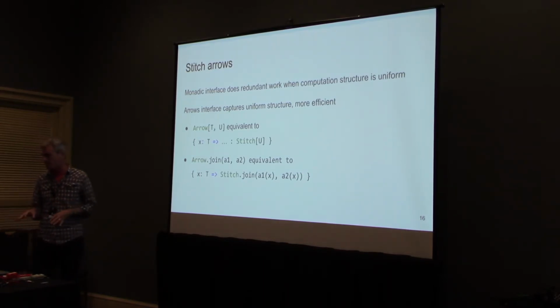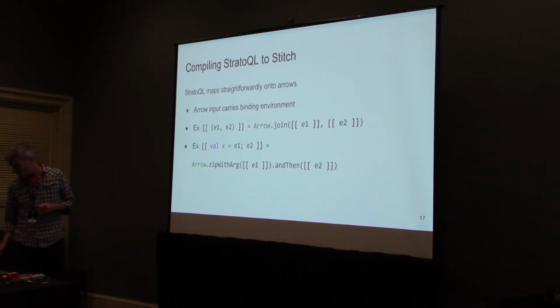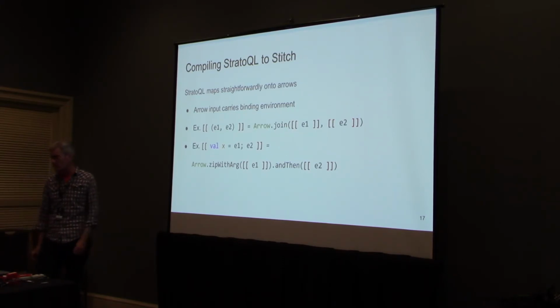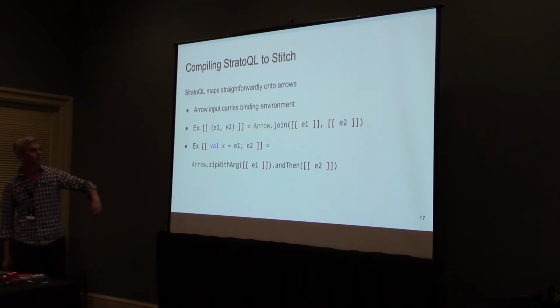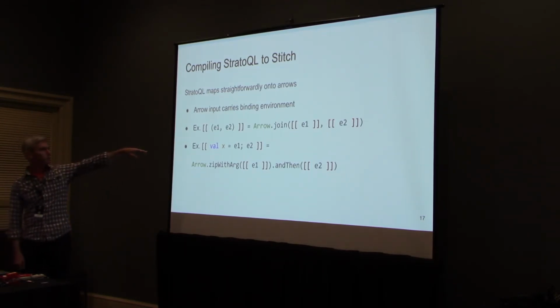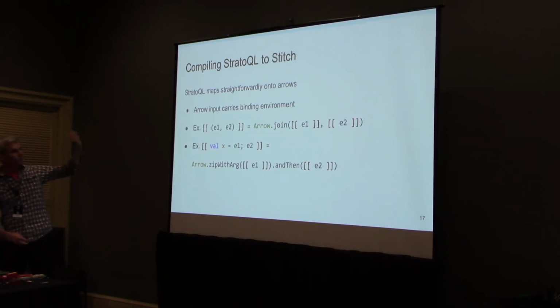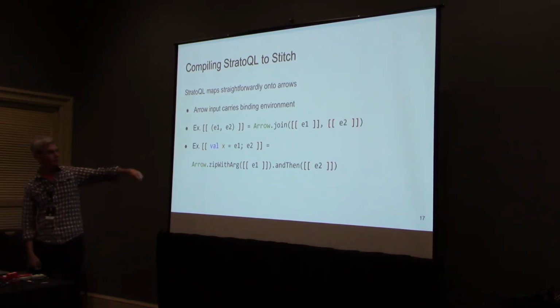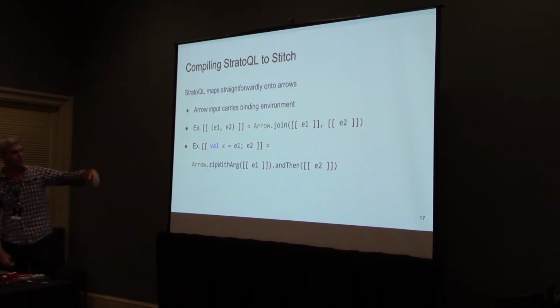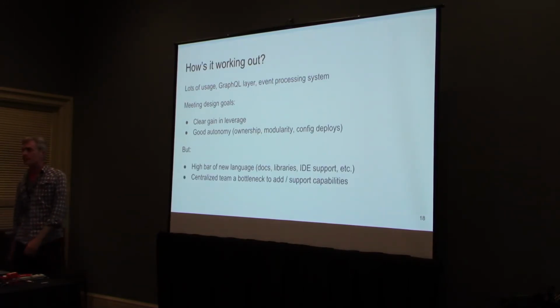So in contrast to some other uses of arrows, we're not trying to restrict the expressiveness here. We're just trying to identify the static parts so that we can do them faster. So we can compile this language I was telling you about onto this arrows library in a pretty straightforward way. These red brackets are compilation brackets. If you have a tuple of expressions, that compiles to an arrow join. We are passing the binding environment through this arrow. So if you bind a variable like this, we have an arrow representing the compilation of E1, and that produces an augmented environment that we pass to the compilation of E2.